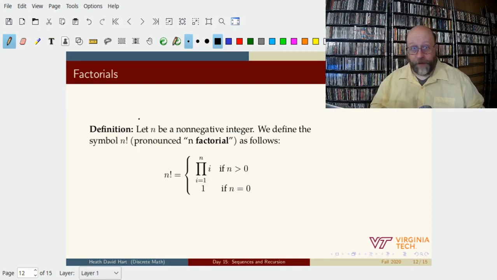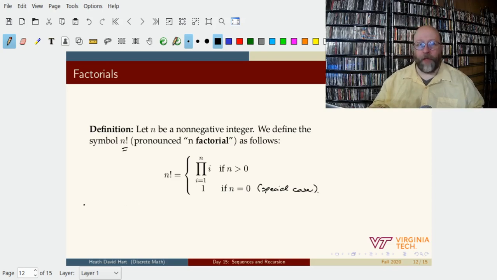Here's the example that I mentioned where the product notation is sort of important. This is something that we call factorial, and some of you have seen factorials before. You should have seen these at least in Calc 2. We define a factorial to be the product of all of the numbers i from 1 to n, if n is positive, and if n is 0, just as a special case, we just define this to be 1. Okay?